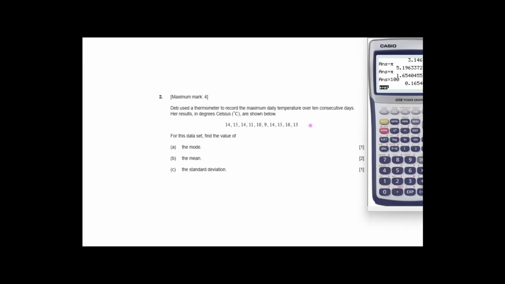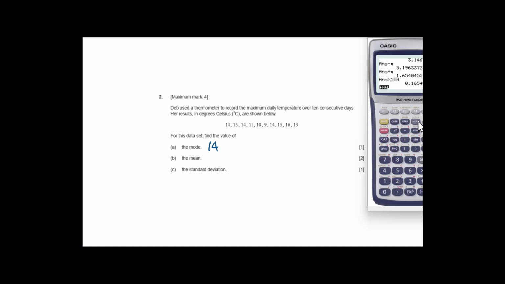Next question is a statistics question. Deb used a thermometer to record the maximum daily temperature over 10 consecutive days. Her results in degrees Celsius, usual for an American exam, are shown below, and there are 10 days. Find the mode. Well, the mode, of course, is the most common one. By the looks of it, just by sight, there are 1, 2, 3 14s, 2 15s, and everything else is just making up the numbers. So the mode is going to be 14.